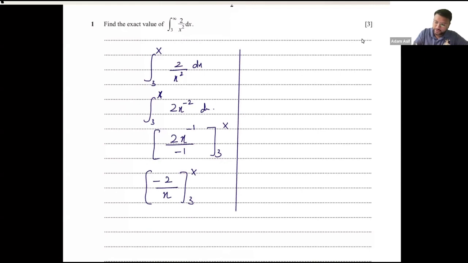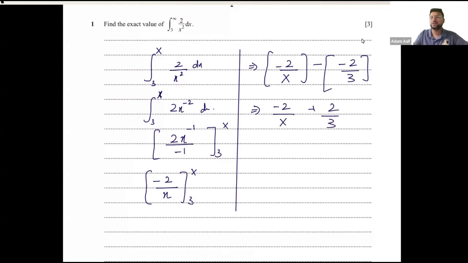You substitute the upper limit first. So that's going to be minus 2 upon capital X. That's the answer at the upper limit minus the answer at the lower limit, which is minus 2 upon 3. Minus 2 upon x plus 2 upon 3. Now, what was x? X was infinite.